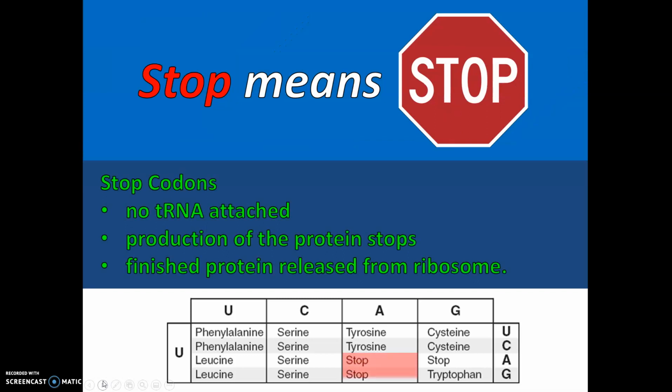So stop means stop. And these stop codons, that means no tRNA is attached and the production of the protein stops. The finished protein is released from the ribosome. And here we have the stops in the codon chart.